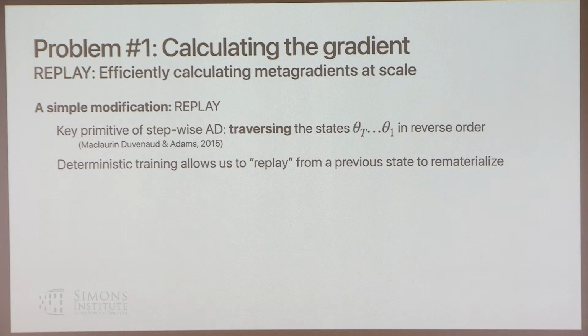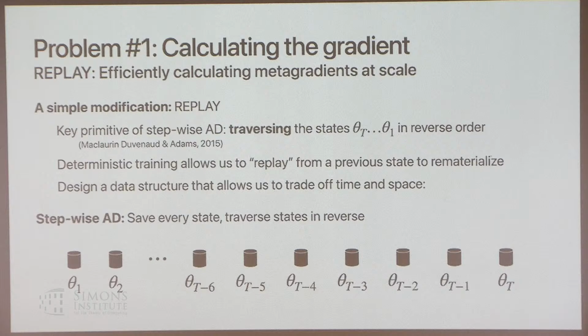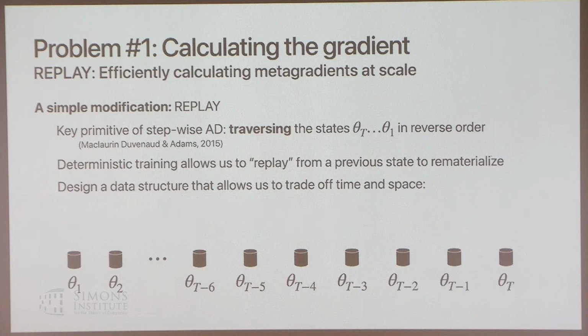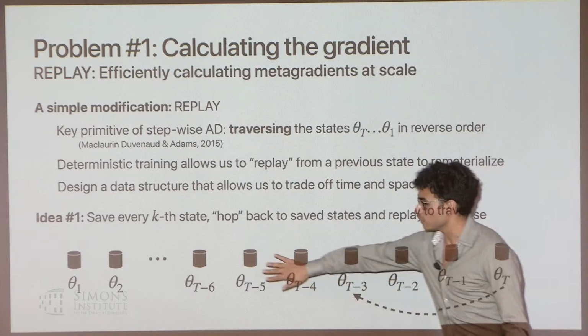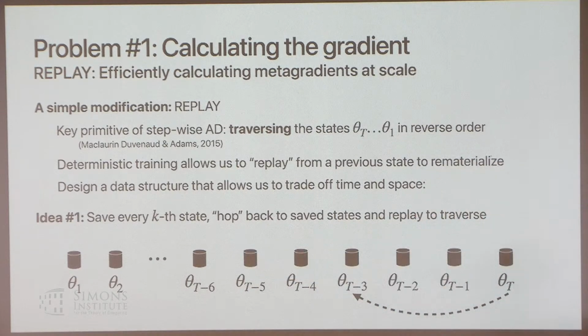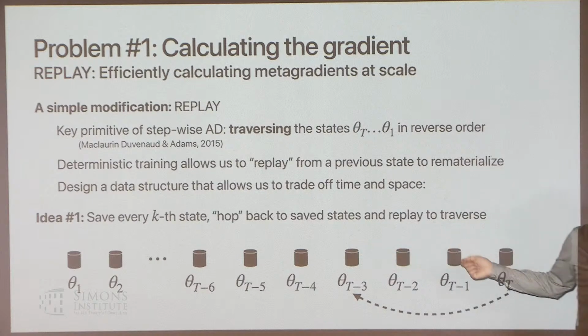So what that means is that if, in stepwise automatic differentiation, I save every state, and then I traverse through them backwards, what I can do instead is I can save every kth state, right? And so I don't save these two on disk, I don't save these two on disk, and so on, I just save every kth state. I start here, and when I want to access this state, what I do is I hop back over here, and I train for 2 steps deterministically.